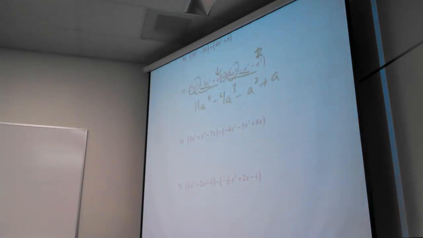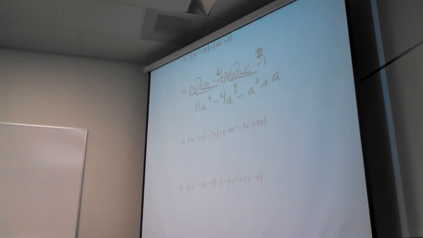Technically it doesn't really matter how you ordered it, but why do you think I did it like that? So the powers are all descending. 4, 3, 2, 1. So very often we want to put answers, polynomial answers, in descending power order.